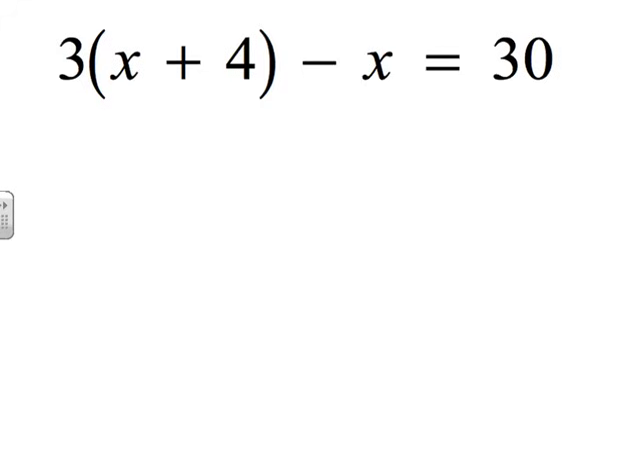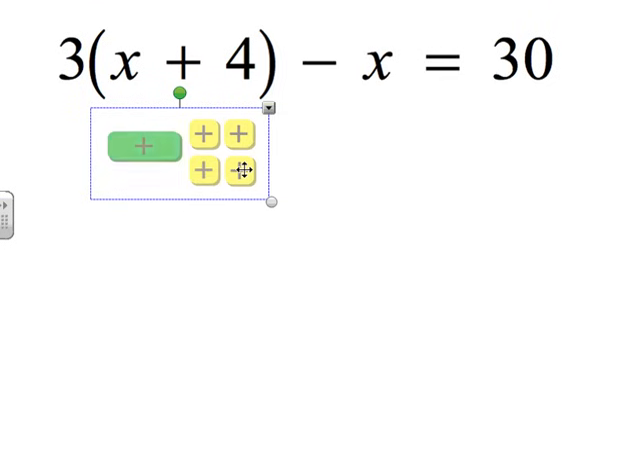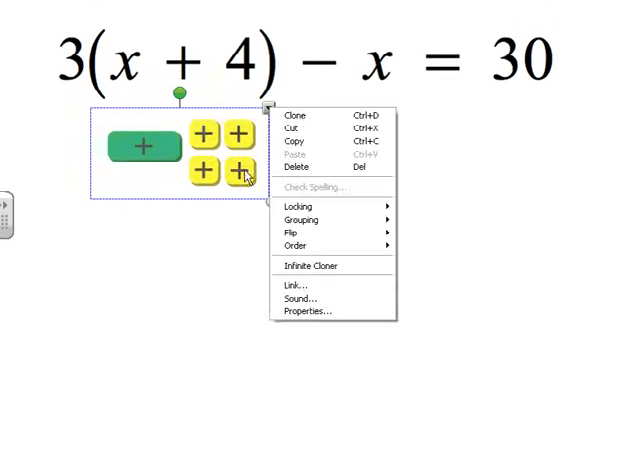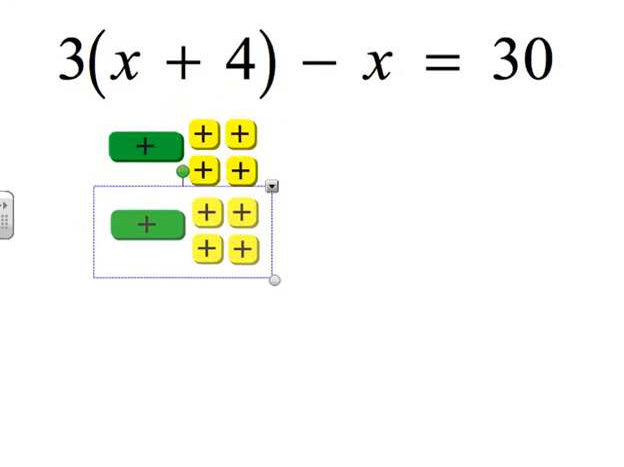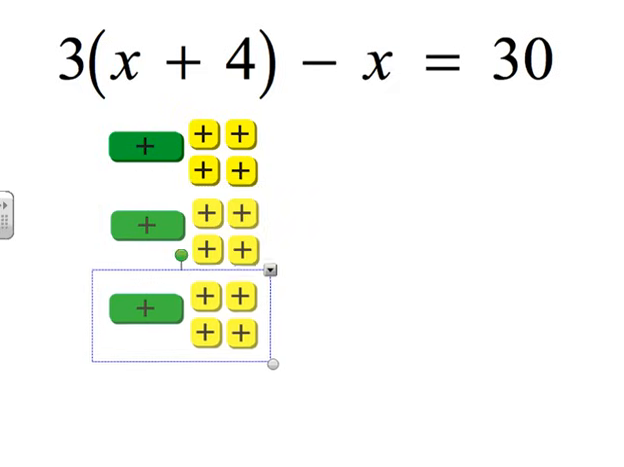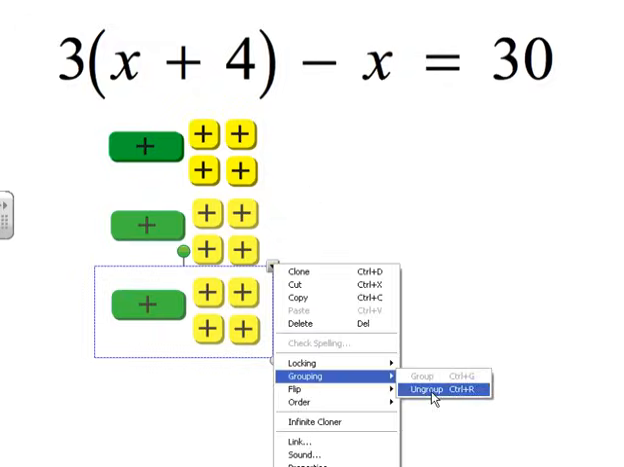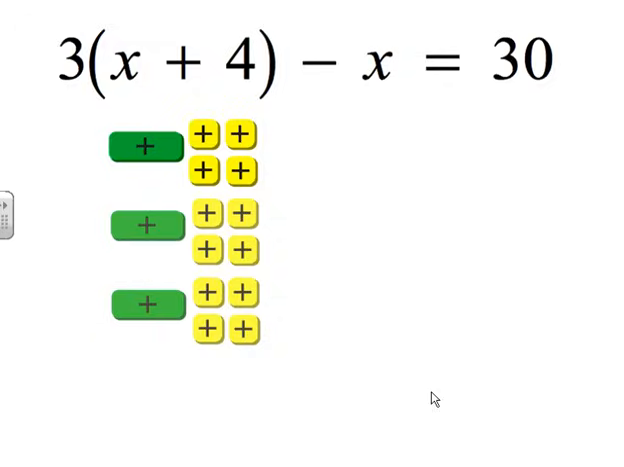Okay, next equation. This one has parentheses, so this is 3 times the quantity of x plus 4 minus x equals 30. For the 3 times the quantity part of the equation, I need to show 3 groups of x plus 4. So I'm going to start with one group of x plus 4, and then I'm going to make a few copies until I get 3 groups of x plus 4.